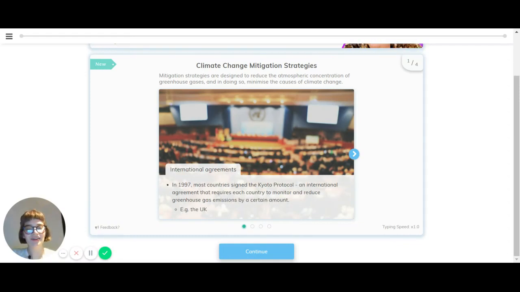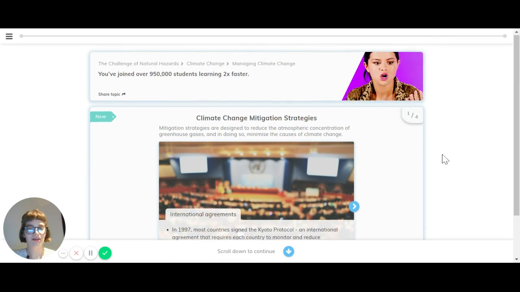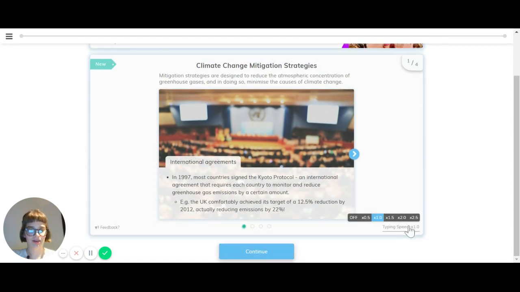Hi there, let's have a look at different ways of managing climate change. So different strategies to manage climate change, including mitigation strategies. So mitigation strategies are designed to reduce the atmospheric concentration of greenhouse gases, and in doing so, minimise the causes of climate change. One such mitigation strategy are international agreements.